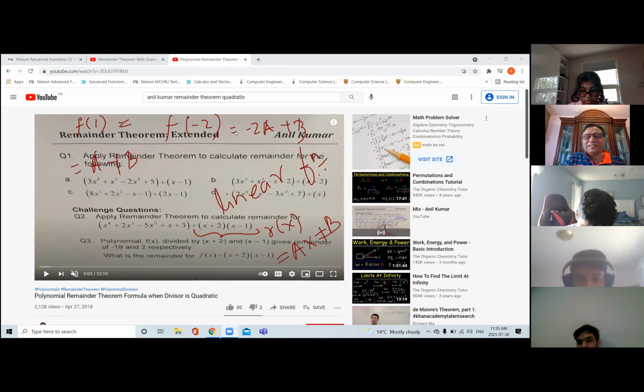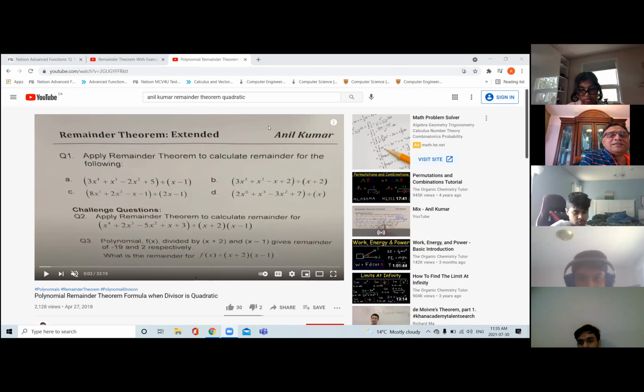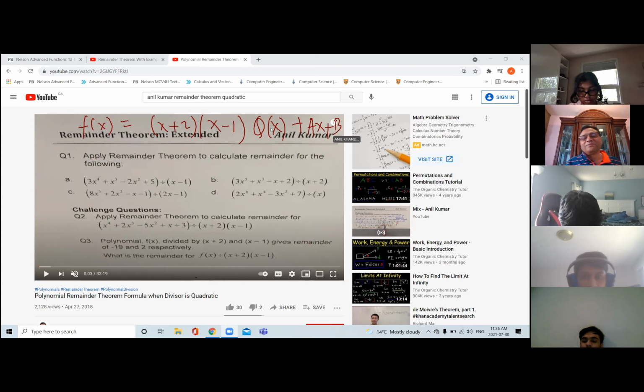Yeah, because the division statement is what? The division statement is that f of x is equal to, in this particular case, x plus 2 times x minus 1 times the quotient, plus the remainder, which I am writing as ax plus b. Makes sense.